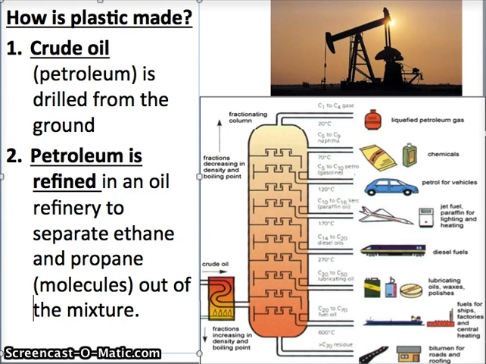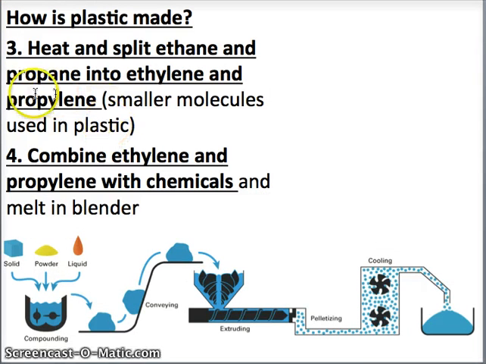Okay, so once they extract that out, then they heat and split the ethane and propane into different molecules called ethylene and propylene. And they're just smaller molecules. Then they combine ethylene and propylene with chemicals, and they melt it in a blender, kind of like this. And then what happens is it goes back and it starts cooling. And let's go to the next step.